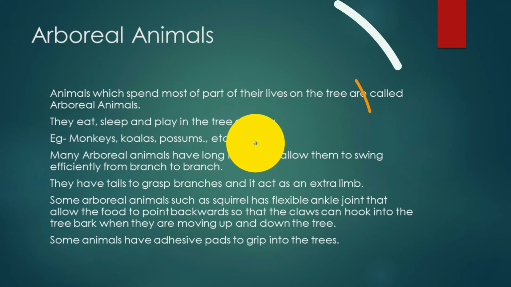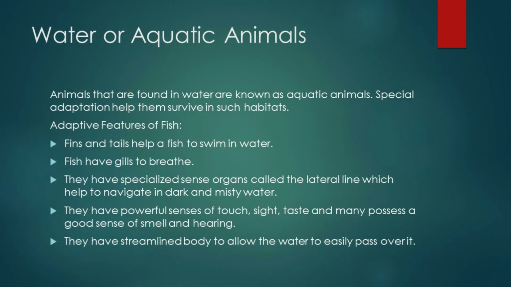Next, water or aquatic animals. We all know that fish and many other types of aquatic animals like shark and whale are all living in rivers, fresh water, or salty waters like sea and ocean. Special adaptations help them to survive in such habitats.